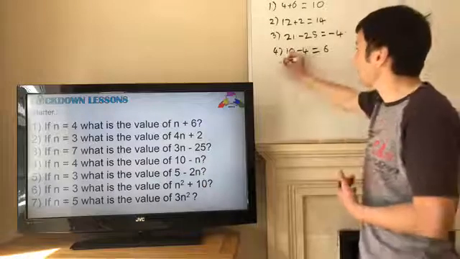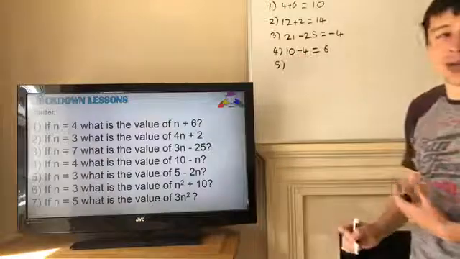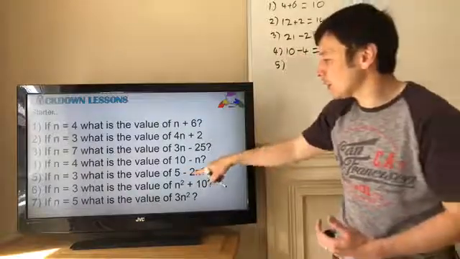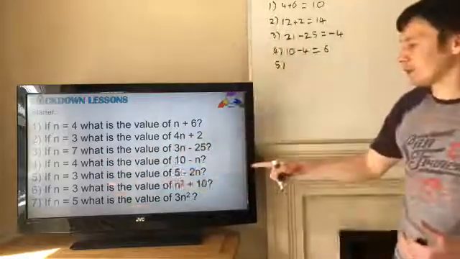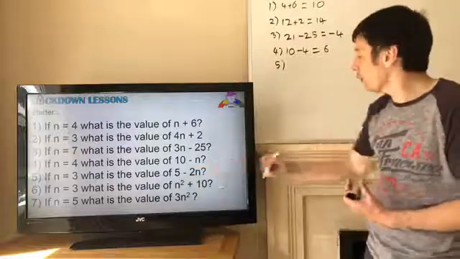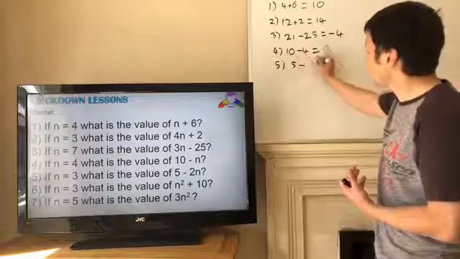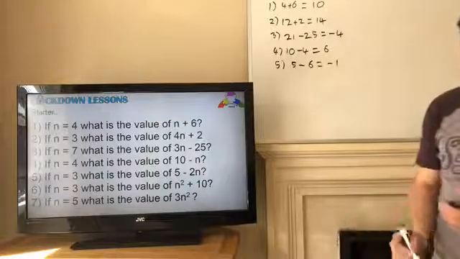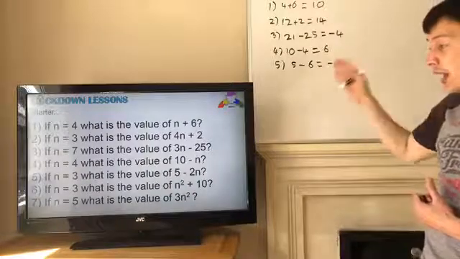Question 5, similar question. These ones are very commonly messed up. So we've got 5 take away 2n. Now 2 times 3 is 6. But if you get 6 and 5 in your head, your brain's going to come up with 1. But if you write it down, 5 minus 6, the answer is negative 1. Write some stuff down. Don't do everything in your head.